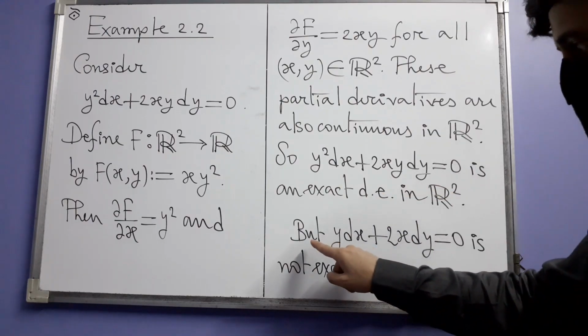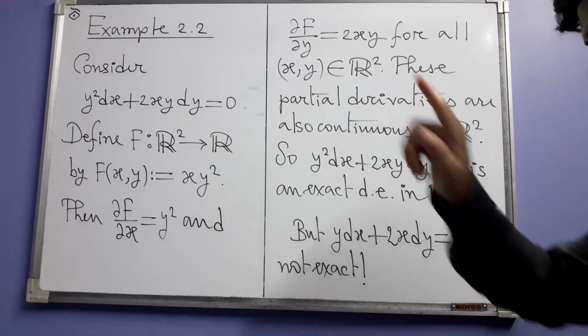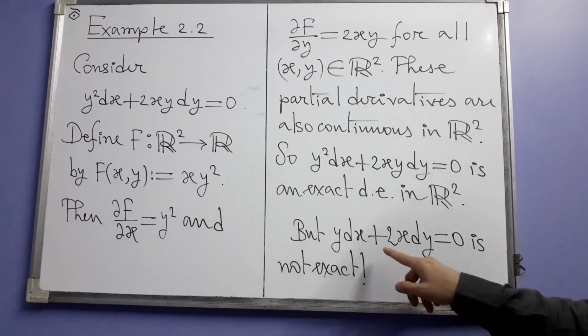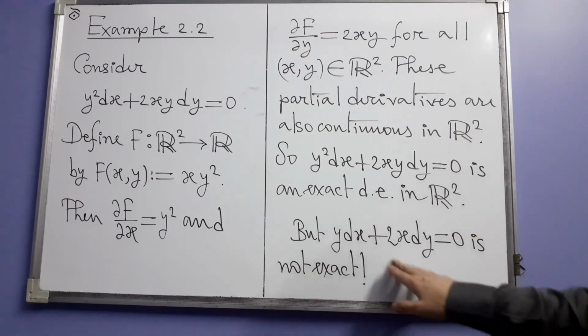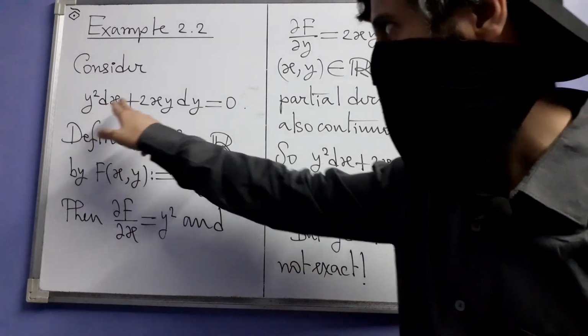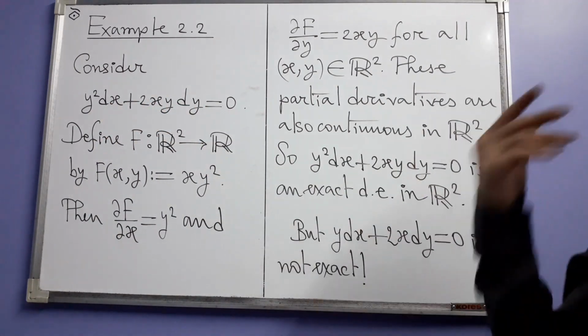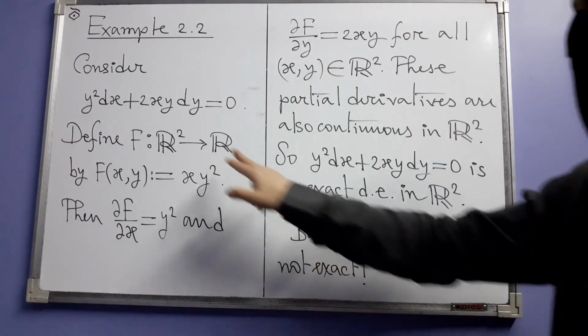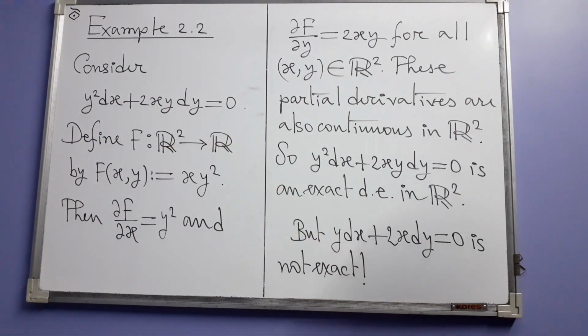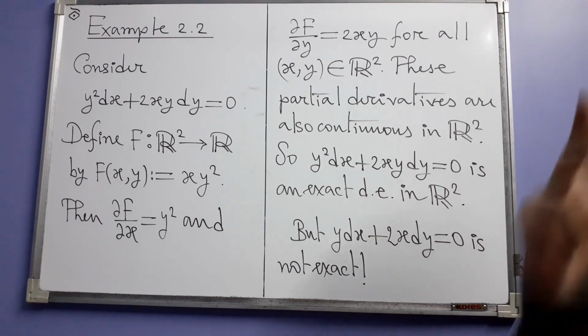However, the author then says that instead of that equation, if one considers y dx + 2x dy = 0, you may notice that one y from each term has been lifted. Here we have y², here we just have y. Here we have 2xy, here we have 2x. This loses exactness. However, this raises two questions.